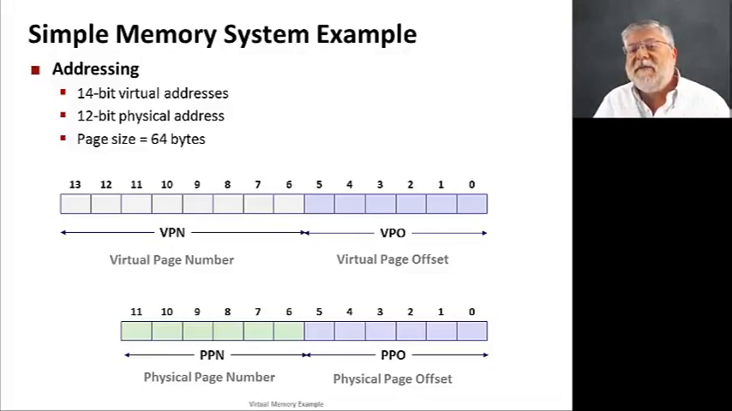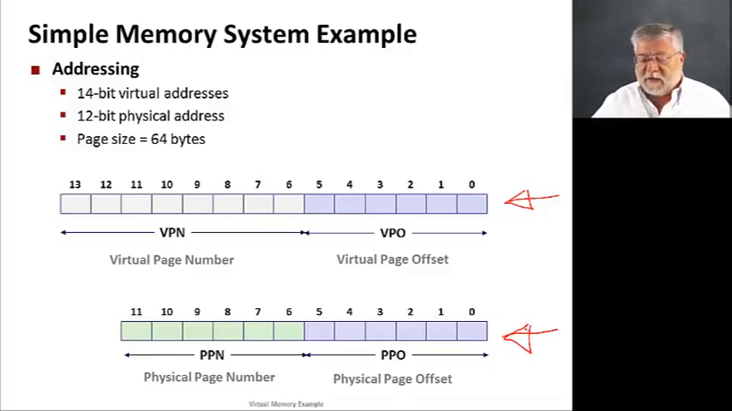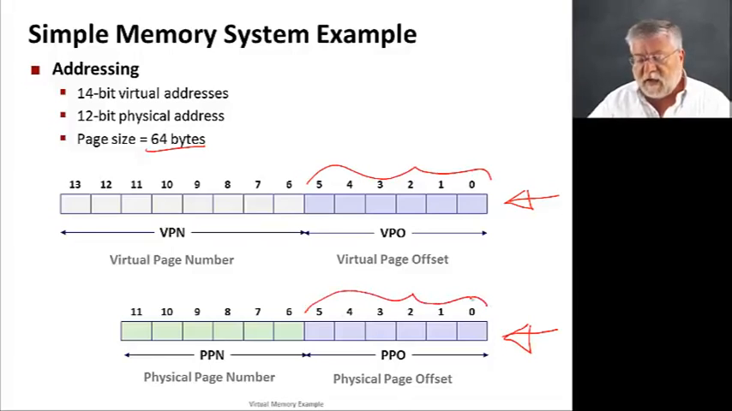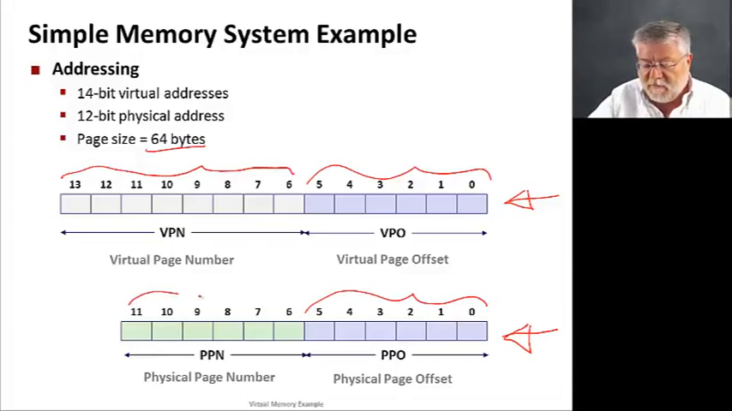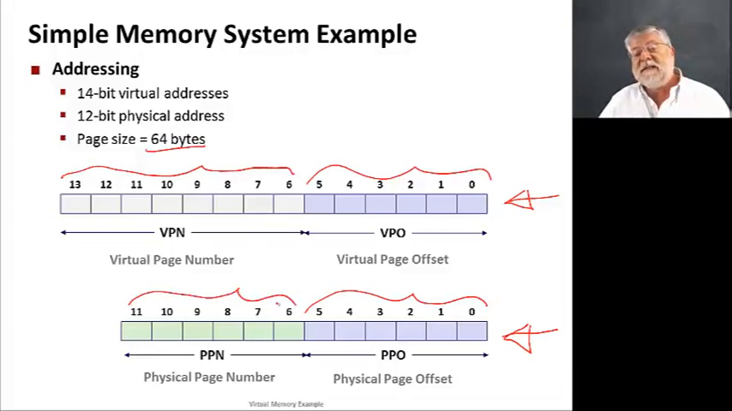So if we have these values, then here is our 14-bit virtual address, and here's our 12-bit physical address. Given that we have a 64-byte page size, our virtual page offset will be 6 bits, as will be our physical page offset, because those pages are exactly the same size. The remaining bits are the virtual page number and the physical page number, 8 and 6 bits respectively.